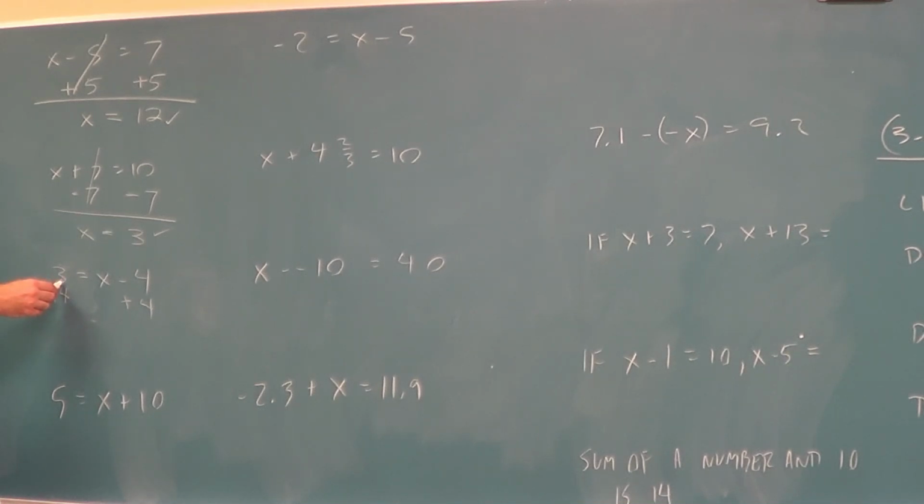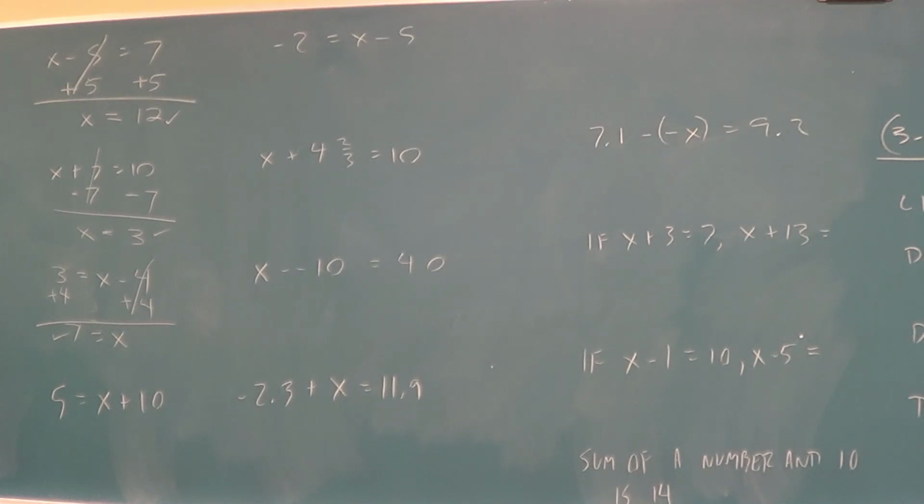But 3 is like a supporting actor. It's a minor character, guest star on this show. The 4 is running the show. The 4 is what we're after. So the variable was subtracting 4. We're going to add 4 to do the opposite of that. Zero that out. X stands alone. We got a 7. And then try it. 7 minus 4 is indeed 3. So check these.